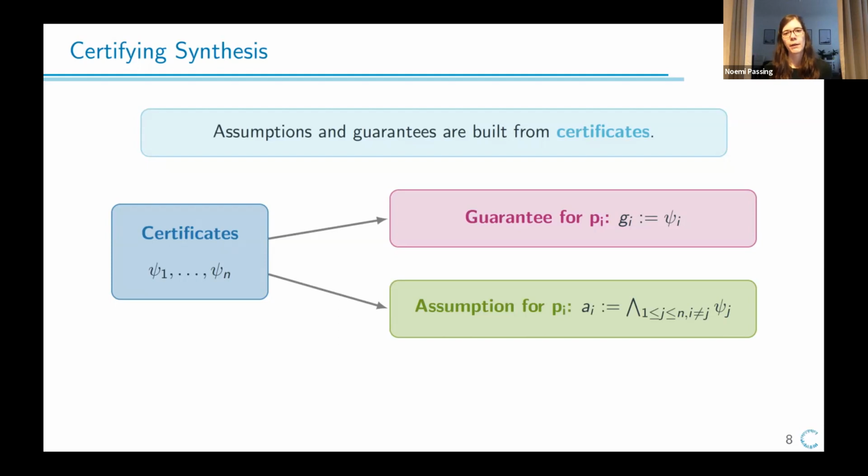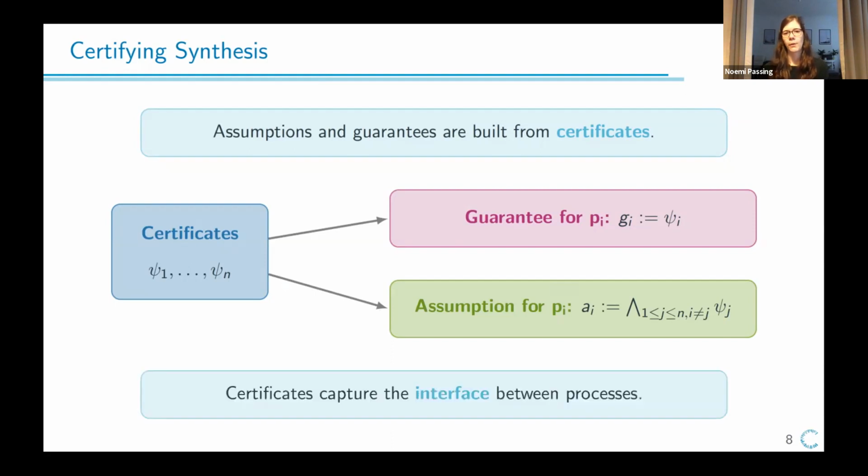By constructing the assumptions and guarantees in this way, we already satisfy by construction that our guarantees always imply the assumptions. So we get a sound approach here. Moreover, the certificates capture the interface between the processes, in the sense that they directly capture which agreements the processes need to establish in order to find a compositional solution.